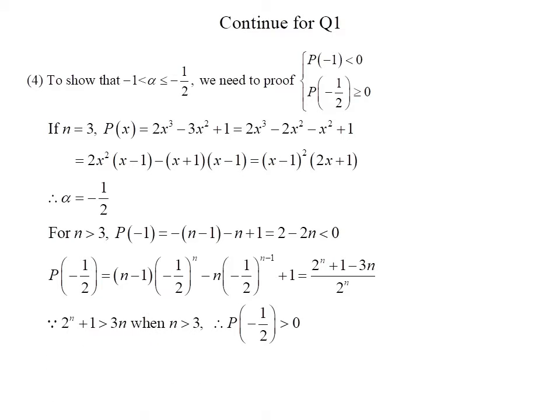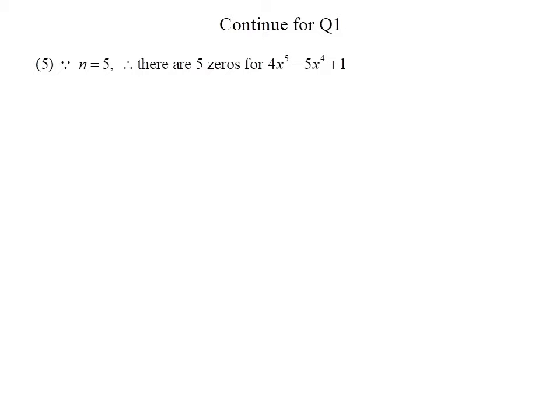Since 2 to the n plus 1 is greater than 3n when n is greater than 3, p(-1/2) is greater than 0. According to the above, the other real zero, alpha, falls between -1 and -1/2. When n equals 3, alpha equals -1/2.